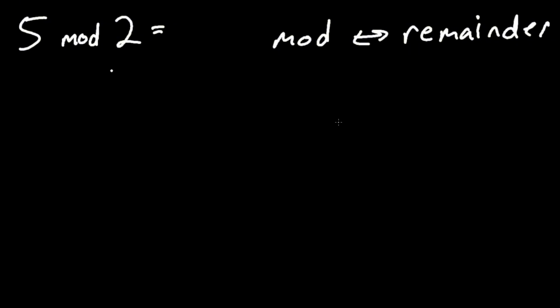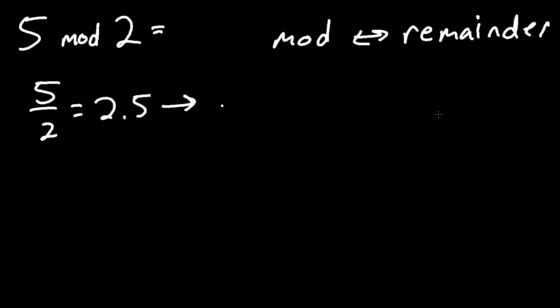So what is the remainder? Well, if you divide 5 by 2, you get a decimal number. But here's the thing about mod. We want only integers. We don't want decimals. We don't want non-integers, okay? So in order for you to calculate the remainder, well, you can floor this decimal number.